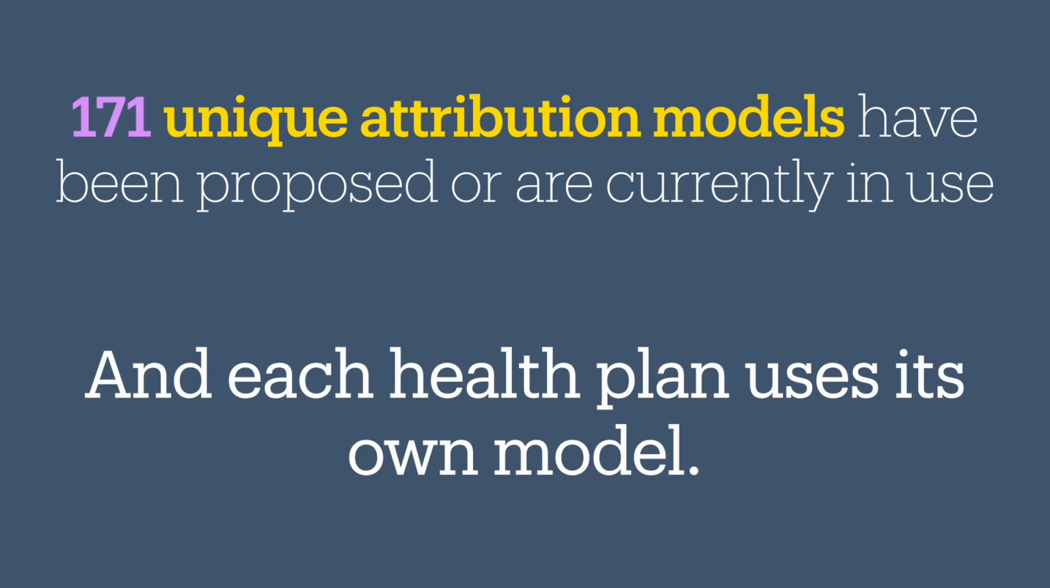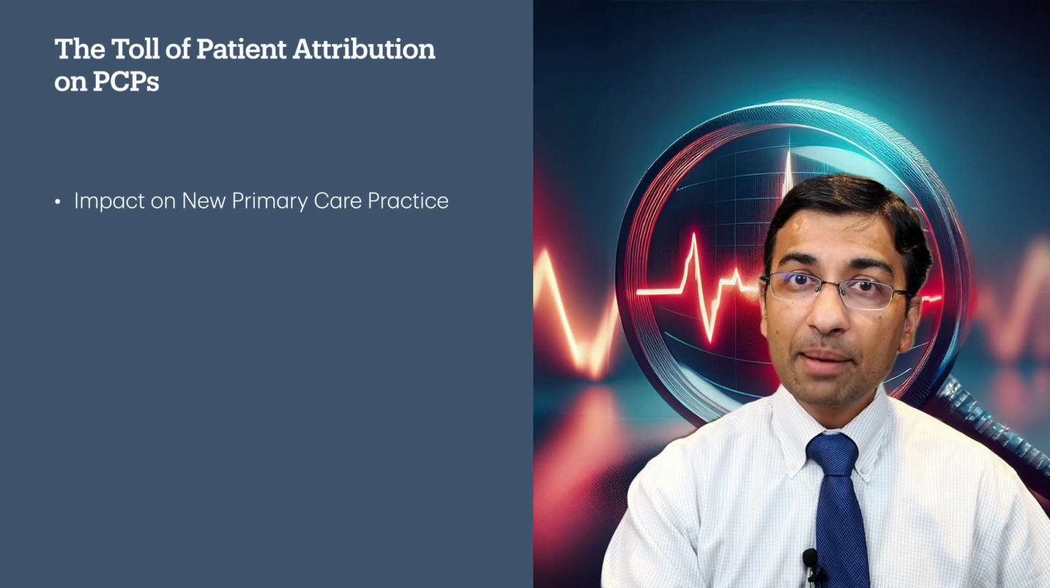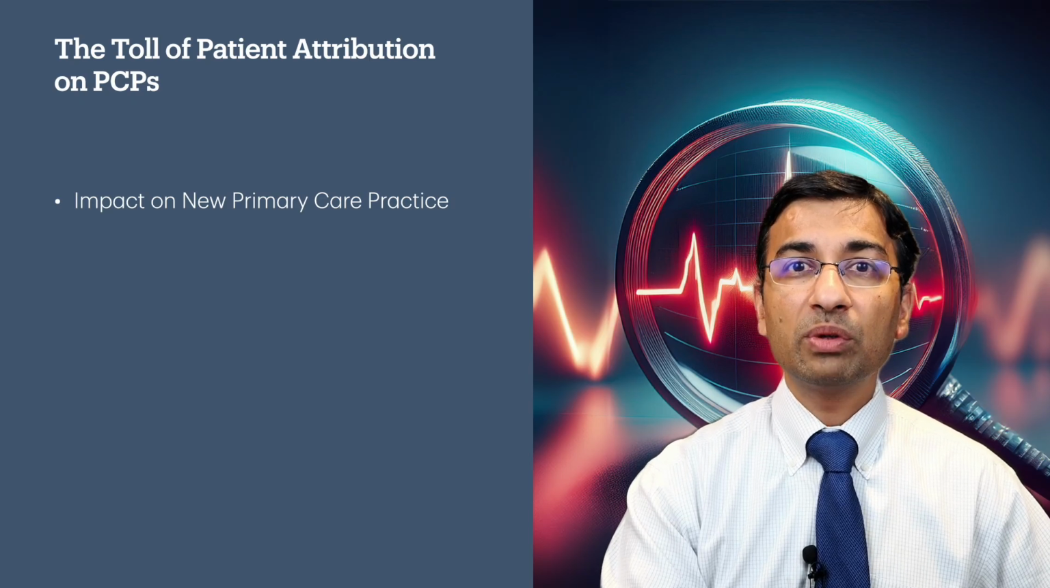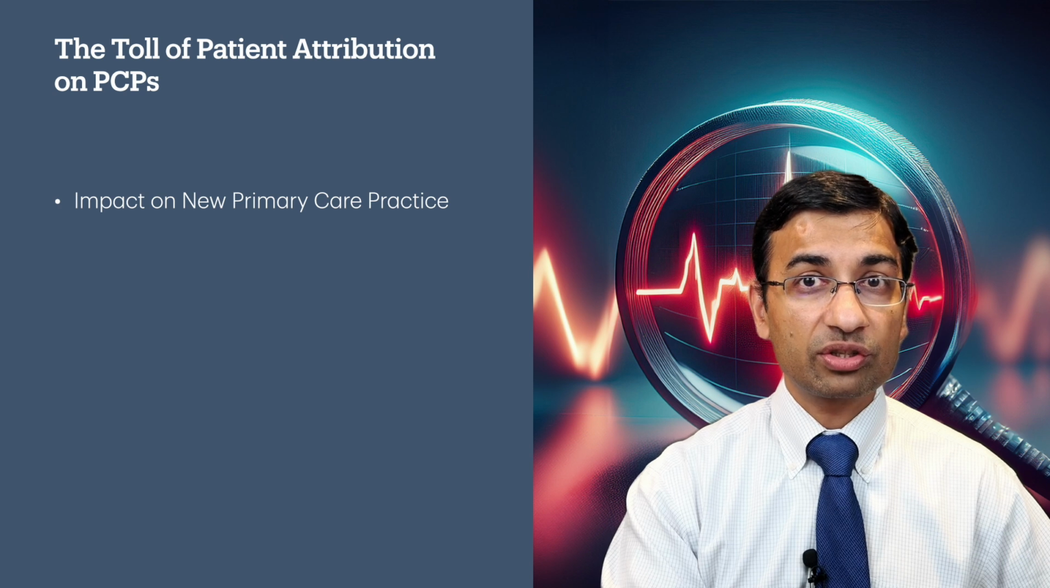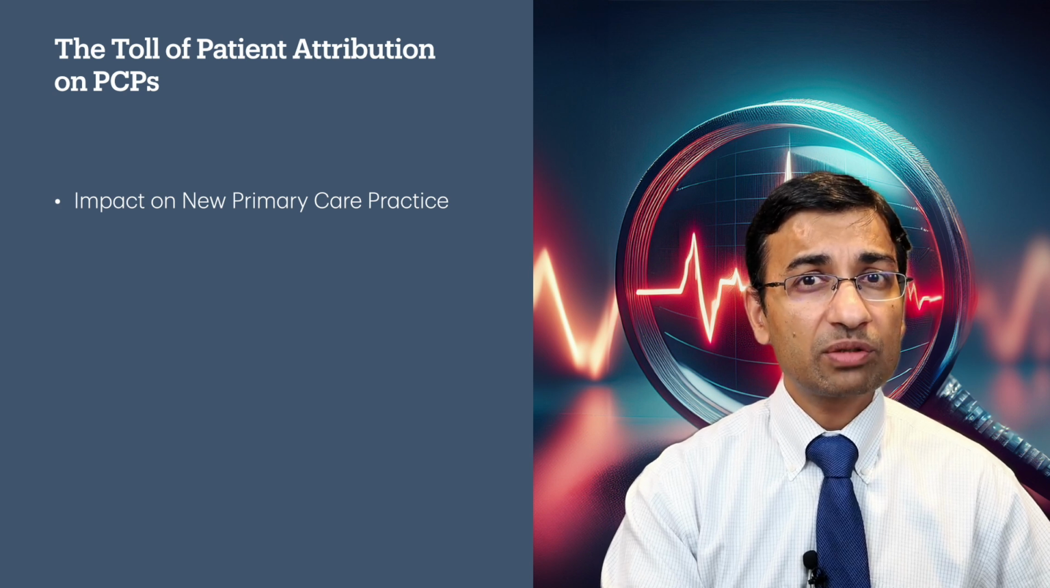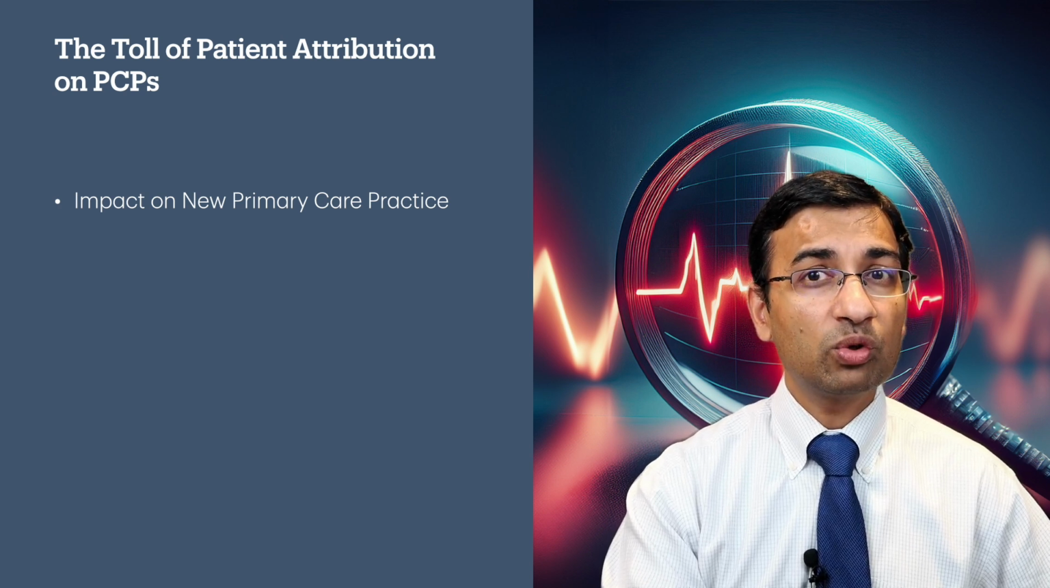Now that we understand how patients are attributed to PCPs, let's take a look at the toll it takes on primary care. Under a fully capitated value-based care model, providers will be paid monthly for attributed patients. Currently, it takes an average of 3 to 6 months for patients to be attributed to a primary care doctor.